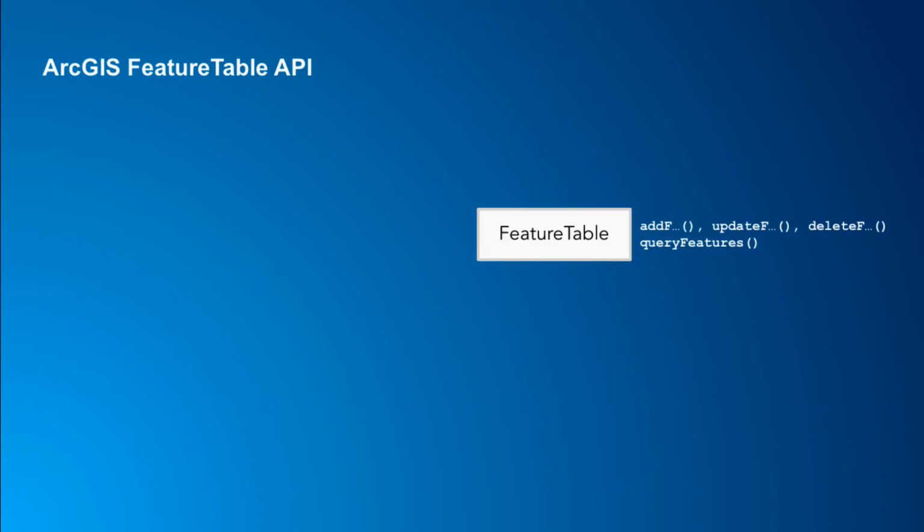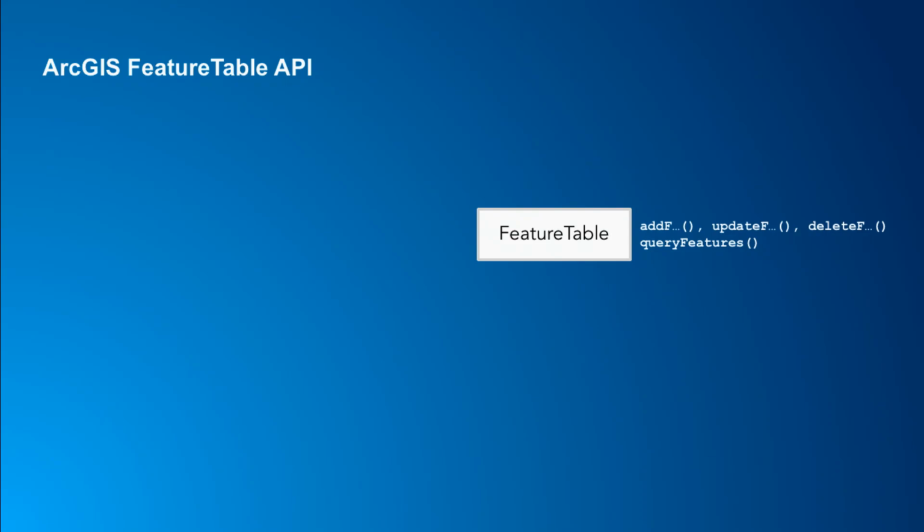So regardless of whether you're using feature collections or feature services, the editing API that you're working with is actually exactly the same. So you work with feature tables. These are the objects in the API that allow you to add, update, and delete features. Also, it's the API that allows you to query features, and that's common across all types of feature tables.